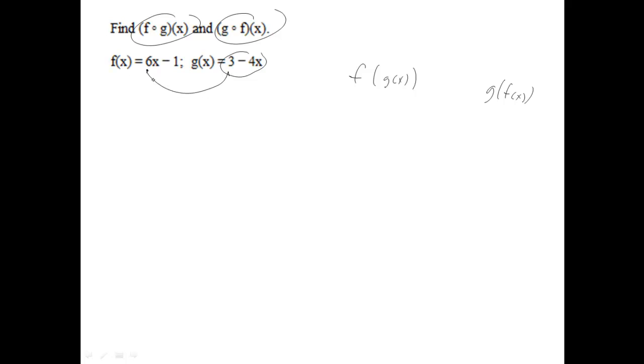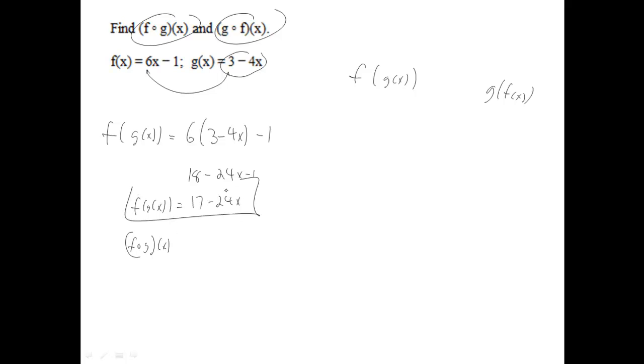So f of g of x, which is another way of writing f composed with g, is equal to 6, replace the x with g, 3 minus 4x, and then minus 1. You can, if you want, distribute. This is correct, but we could simplify that: 18 minus 24x minus 1, which would be 17. Simplify the 18 minus 1, minus 24x, and that would be f of g of x, or f composed of g of x would be this function right here.